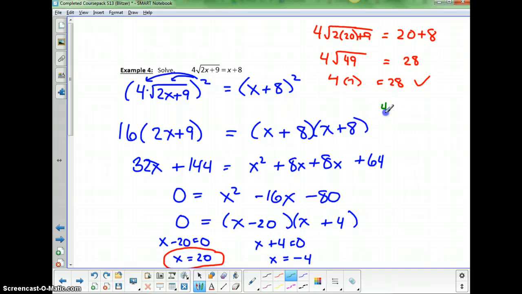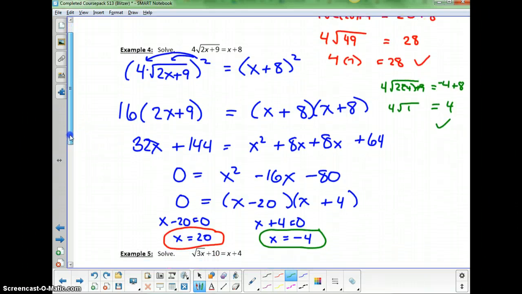Let's try 4. Okay, so this one's going to be 4 times the square root of 2 times 4 plus 9 equals 4 plus 8. Oh, sorry, that was negative 4. I'm plugging in a negative 4. I was wondering why that wasn't going to work. Okay, so negative 4 times 2 is negative 8 plus 9 is 1. Negative 4 plus 8 is 4. 4 times 1 is 4, so this checks. Both of them work in this case. It's actually very, very rare to have that happen, but both of them work.